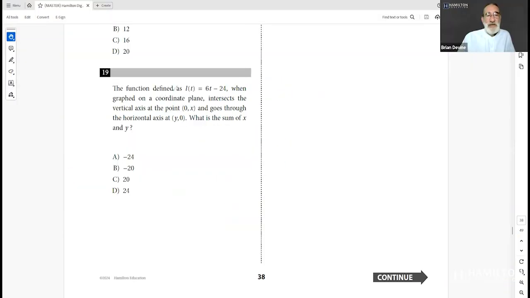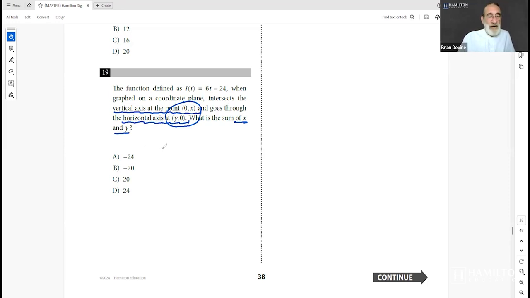Number 19. The function defined as L of t equals 6t minus 24, when it's graphed in a coordinate plane, it intersects the vertical y-axis at 0x, and it goes through the horizontal x-axis at y0. And I want to know what's the sum then of those values. Well, be careful because you're being goofed with, and they're calling the y-intercept x and the x-intercept y. So try not to mix that up. It's easy to do. You're so used to that.